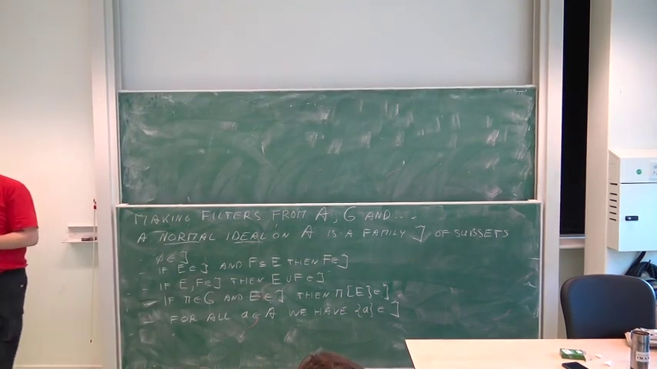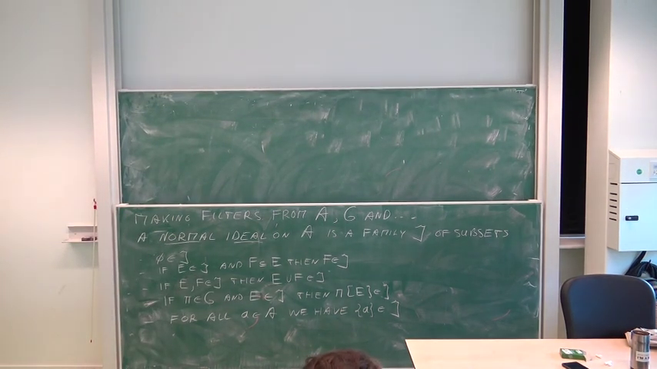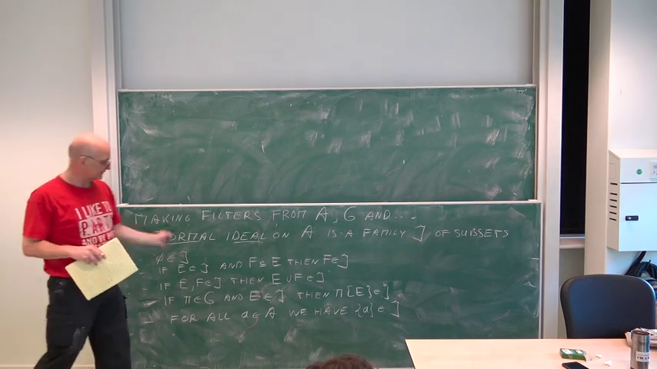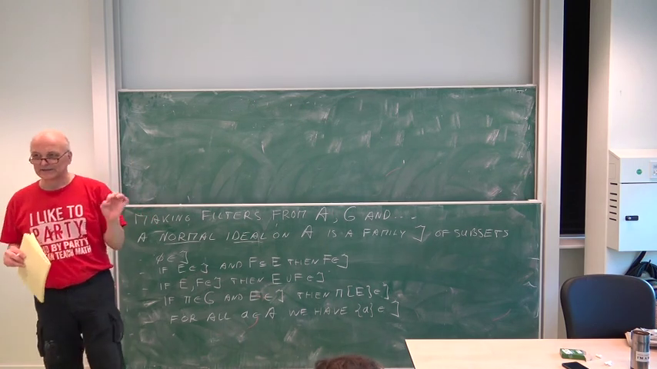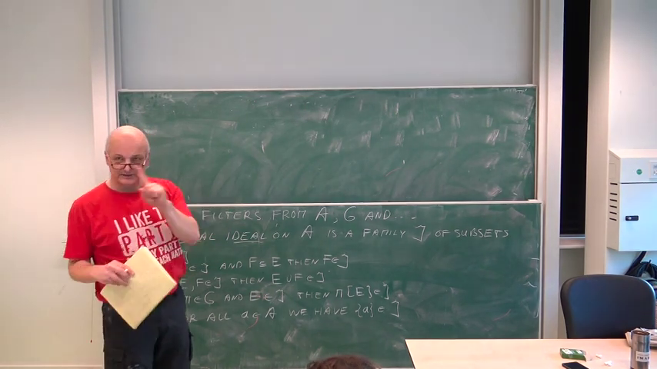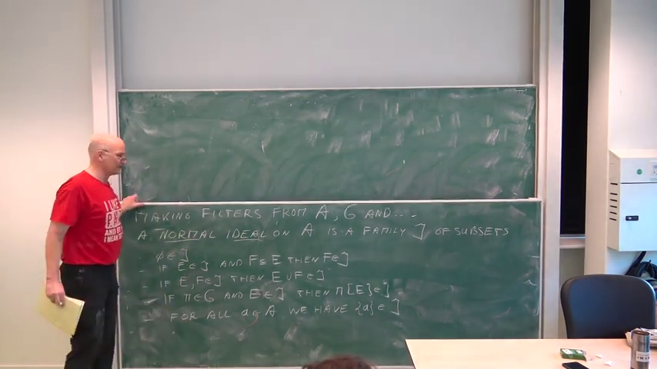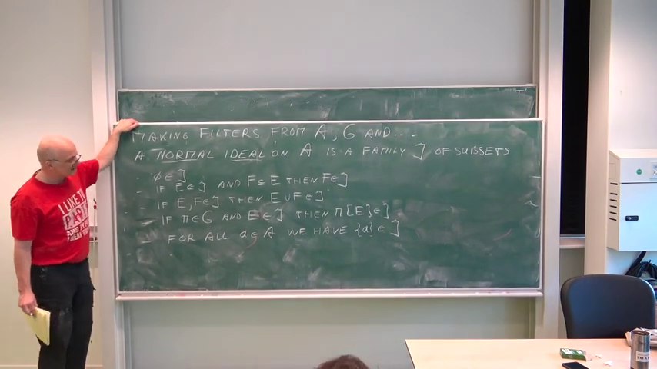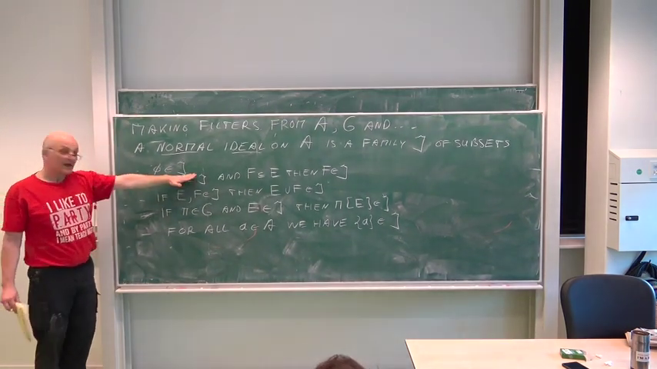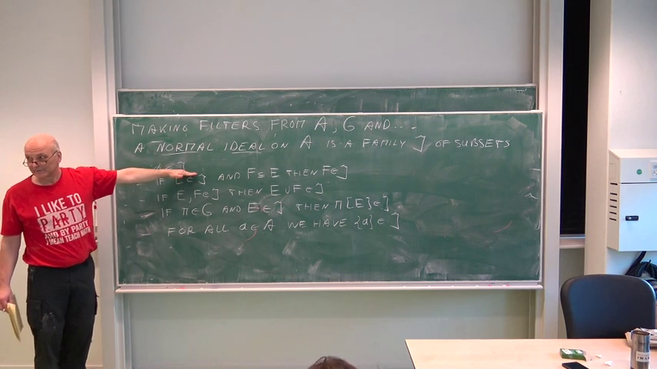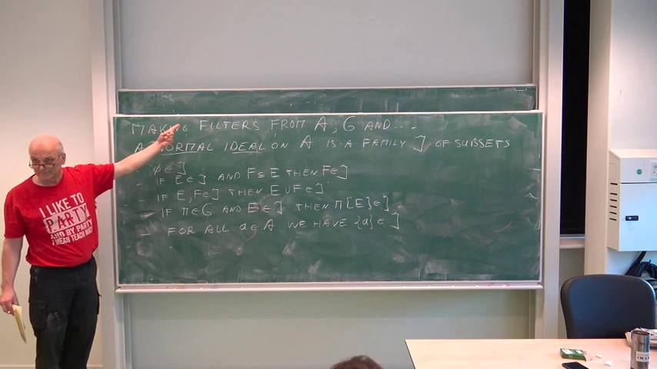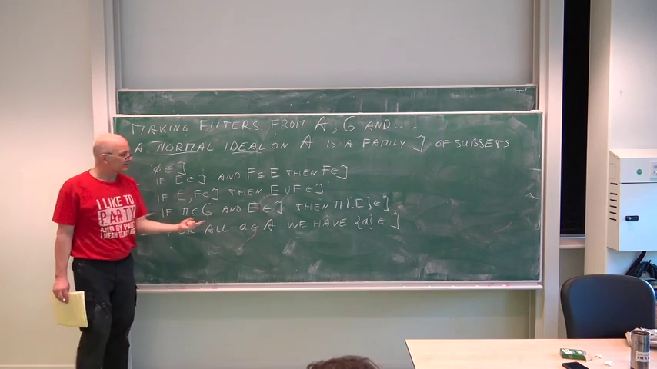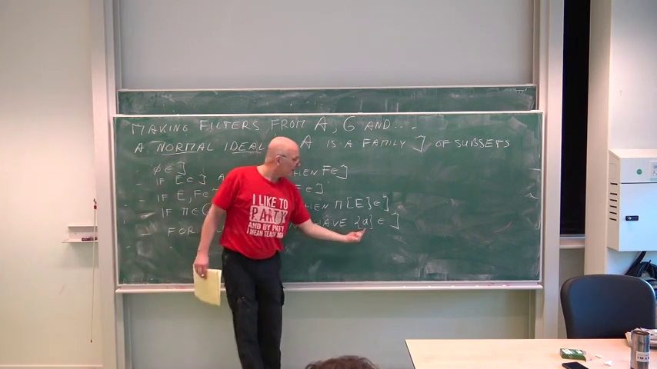You may have guessed from what I did last week, because I sort of sneakily took the ideal of finite sets. The example that we used last week was actually I being simply the family of all finite subsets of A, as you will see in a moment. So that's the smallest possible ideal you can have.